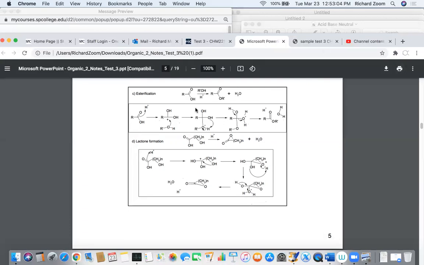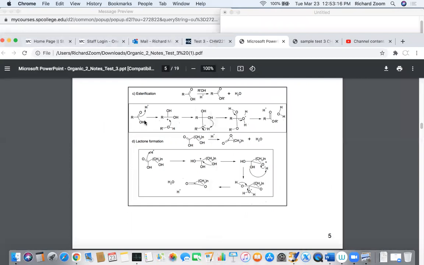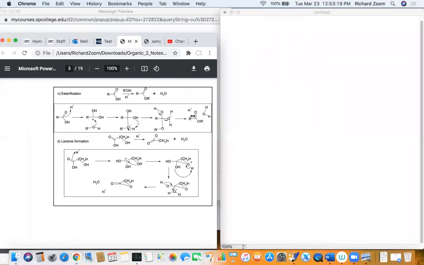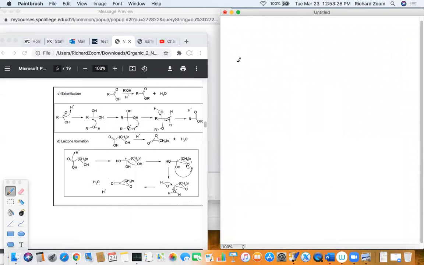So first of all, we'll focus on the esterification. And this is a reaction that we did in lab already to make banana oil. Can you say banana? I can say banana. You guys don't say banana. You say something else. Well, actually, I'll do that banana oil reaction. Let's do that.